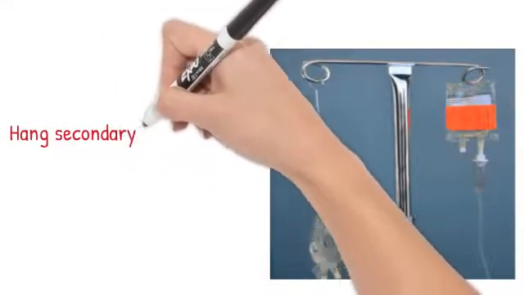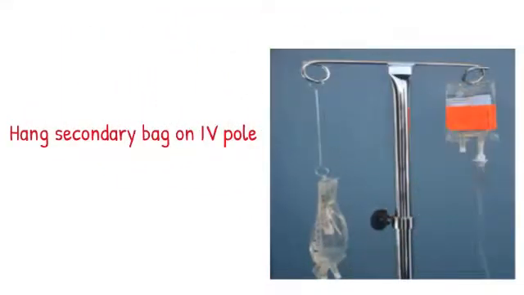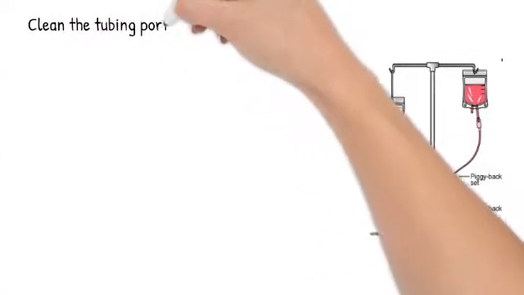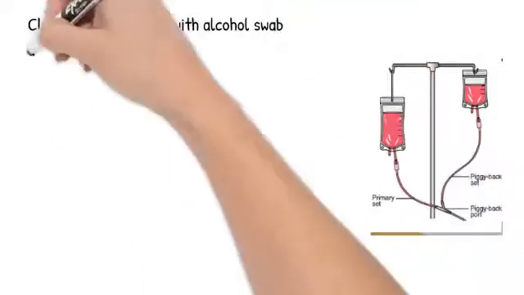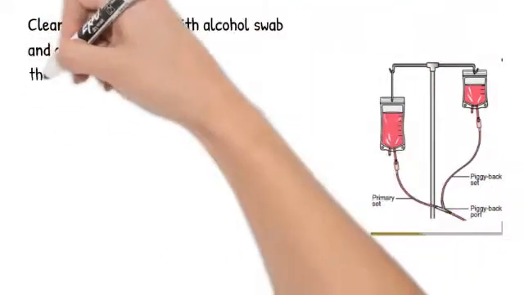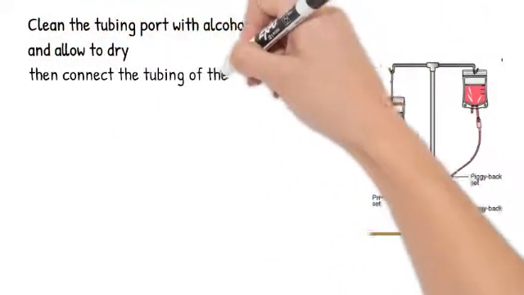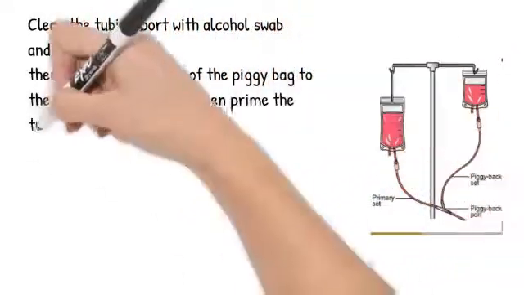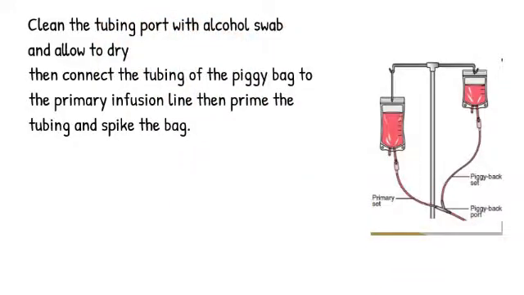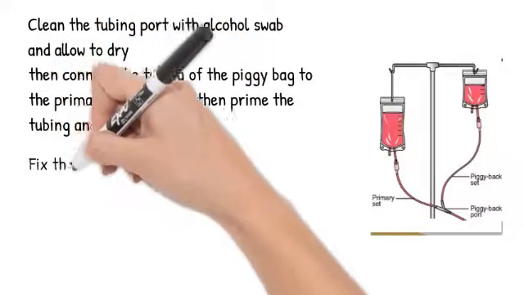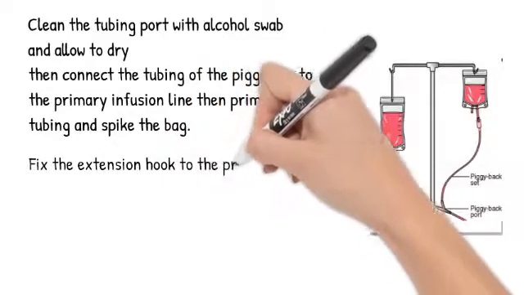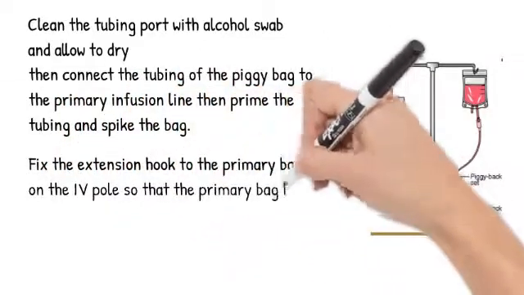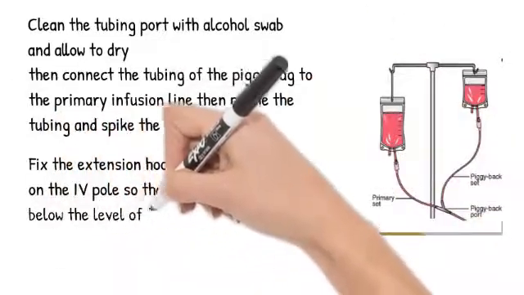Hang the secondary bag on the IV pole. Clean the tubing port with an alcohol swab and allow to dry. Then connect the tubing of the piggyback to the primary infusion line. Then prime the tubing and spike the bag. Fix the extension hook to the primary bag on the IV pole so that the primary bag hangs below the level of the secondary bag.